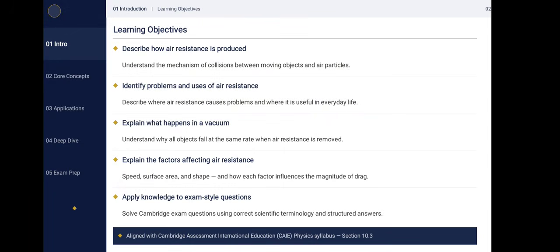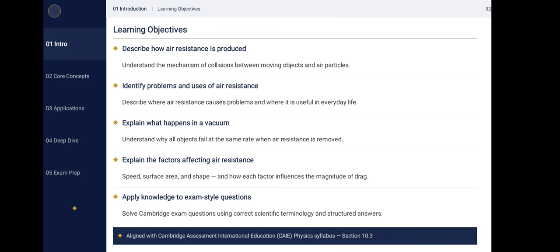Before we jump into the mechanics, let's look at our roadmap for this session. So, our learning objectives are strictly aligned according to your topic. Firstly, we will describe how exactly air resistance is produced. We will look at the collisions between the object and the air particles.